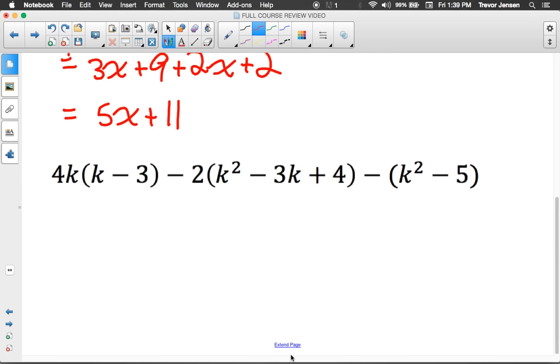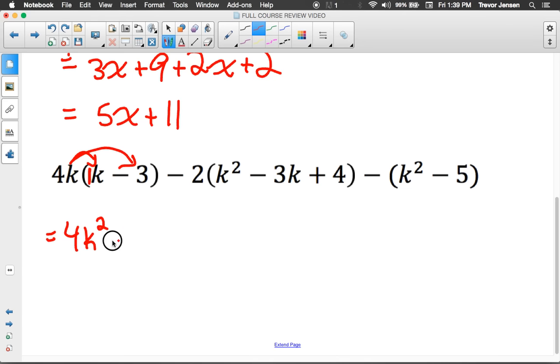Let's do one more example here for collecting like terms. I have 4k times k and times negative 3. Now keep in mind this k inside the brackets, think of that as a 1k if you want. So when multiplying 4k by 1k, you multiply the 4 and the 1 together, that's 4. Multiply the k and the k together. When multiplying powers to the same base, you keep the base, add the exponents. There's a 1 on both of them. 1 plus 1 is 2.